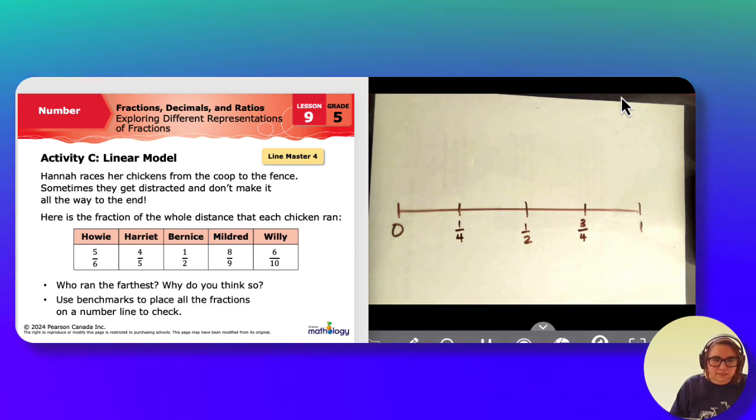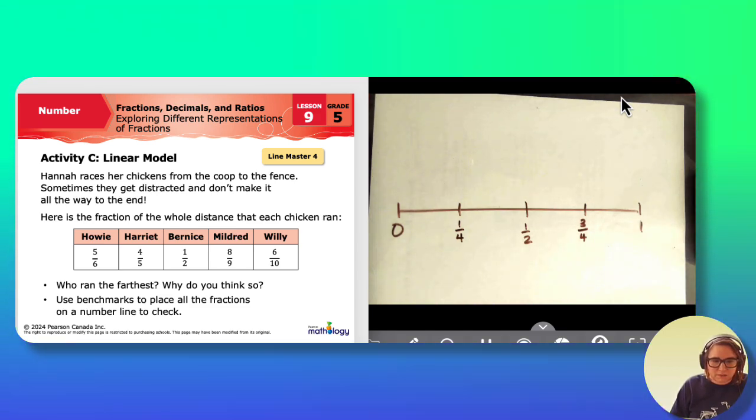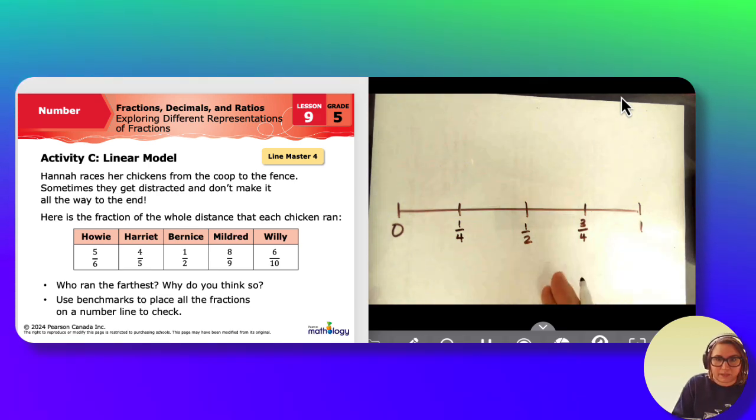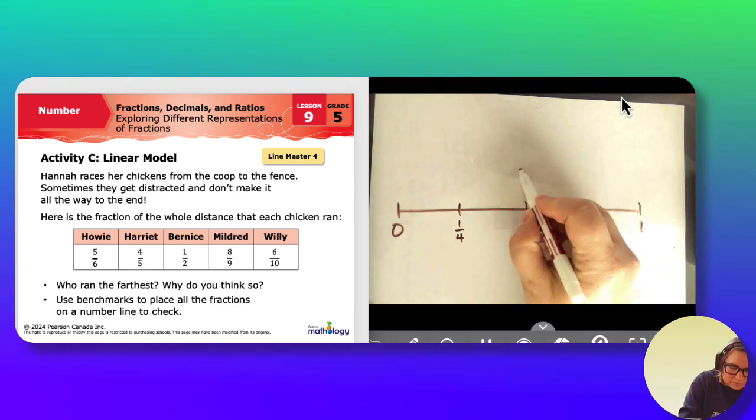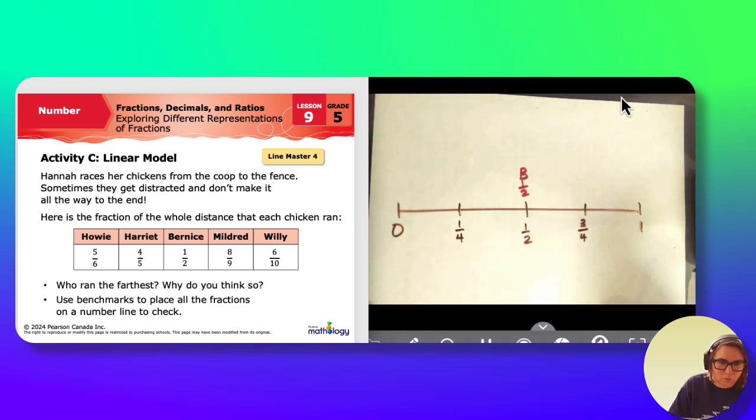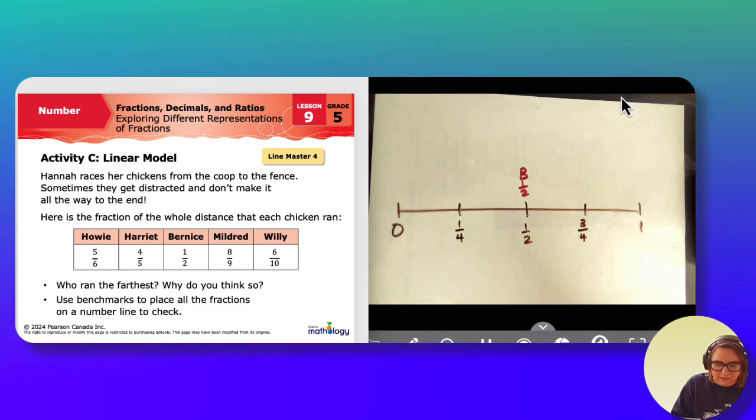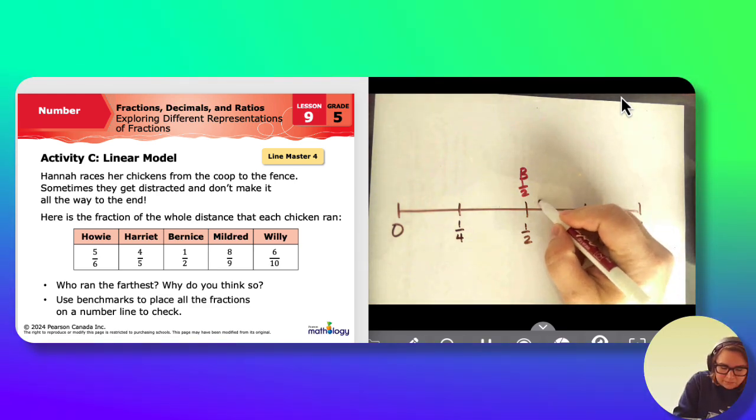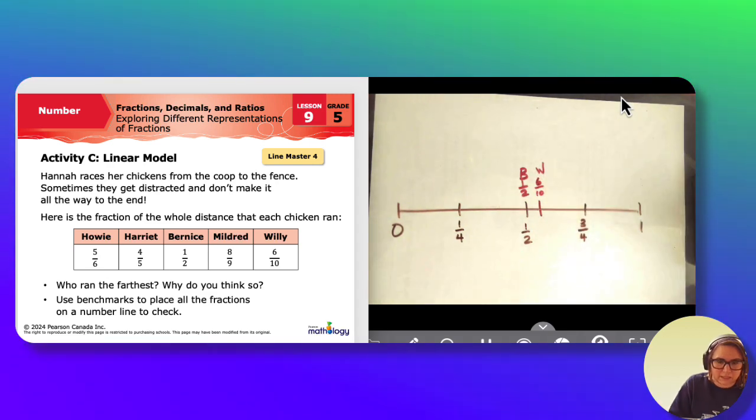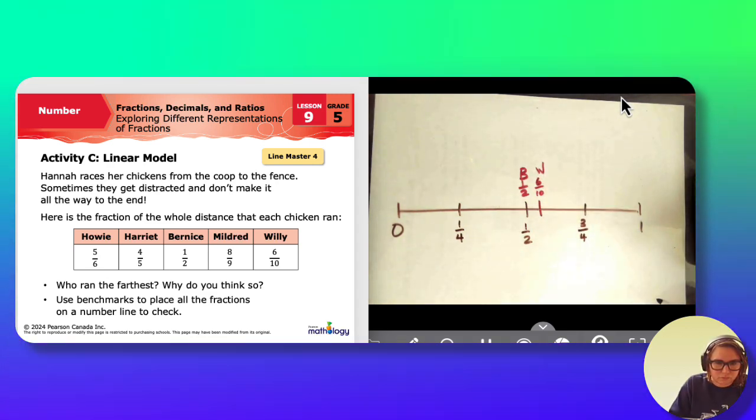So the first one that stands out to me that is easy to plot is Bernice. Bernice ran half of the way, and we already have a benchmark of half. So I'm going to put Bernice as 1/2. Okay, what else? Willie stands out as 6/10. I know that 5/10 is half, and so 6/10 is going to be a little bit more than half. We want to see if students have that ishness, right? That little bit more. So I'm going to say maybe about there is 6/10, and that's Willie. We'll label it with Willie.